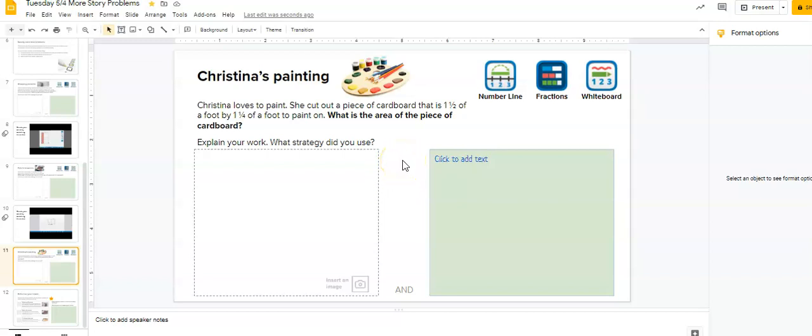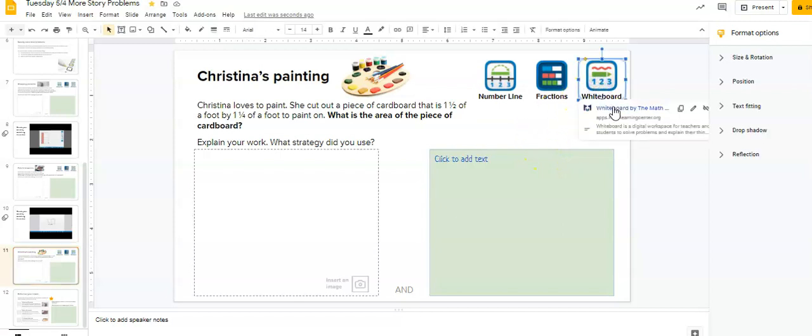All right, this problem is another tricky one because it's a mixed number times a mixed number. So I'm going to show you one way to solve it, but you can try solving it different ways. Just make sure you get the same answer. All right, so in this problem, it says Christina loves to paint. She cut out a piece of cardboard that is 1.5 of a foot by 1 1/4 of a foot to paint on. What is the area of the piece of cardboard?